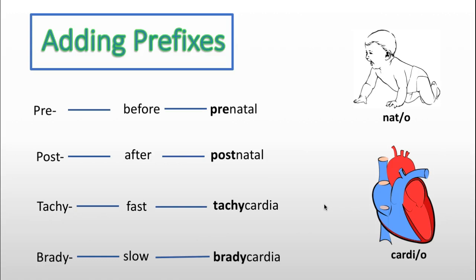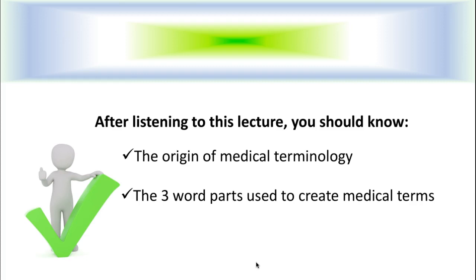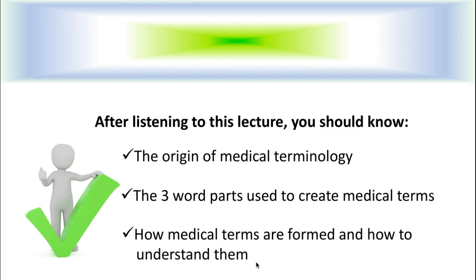So the prefixes in these words are pre, post, tachy, and brady, and we use these with roots to create medical terms. This is the end of the lecture. After listening to this lecture, you should know the origin of medical terminology, the 3 word parts used to create medical terms, and how medical terms are formed and how to understand them.